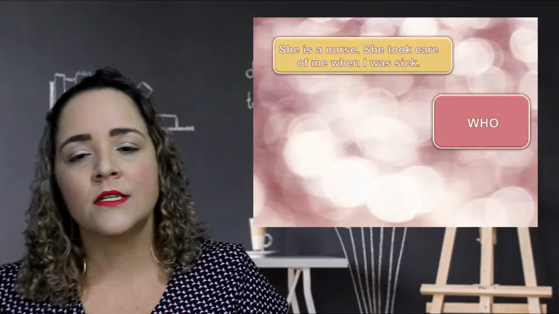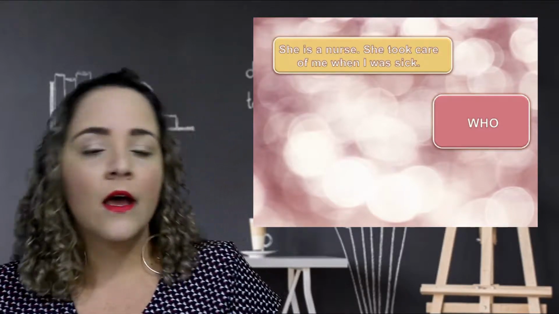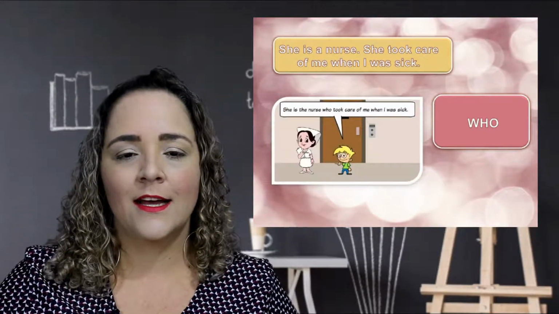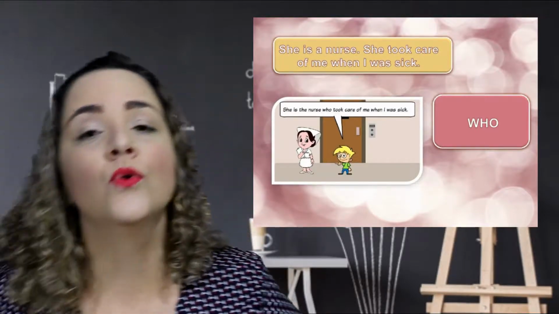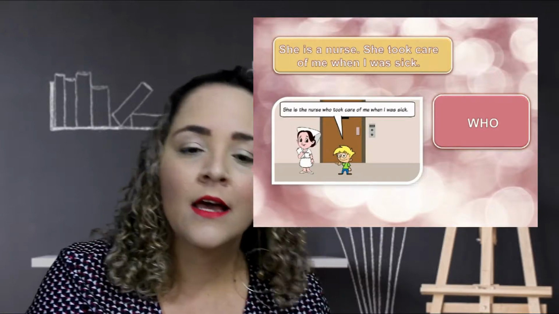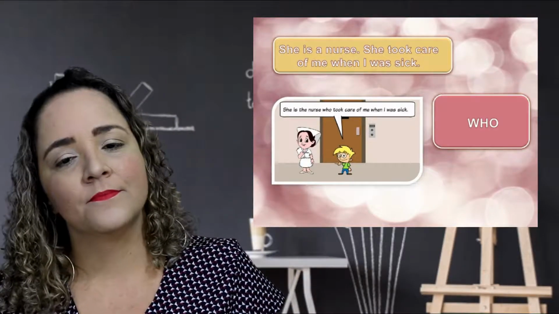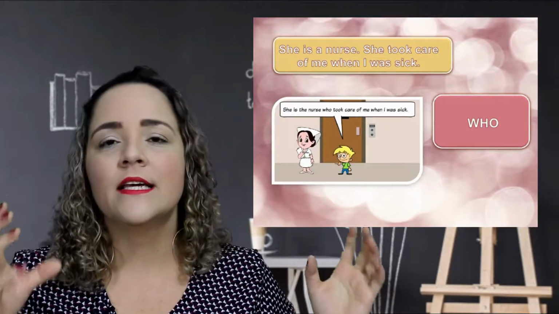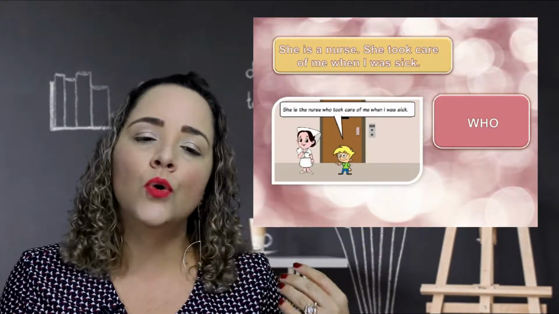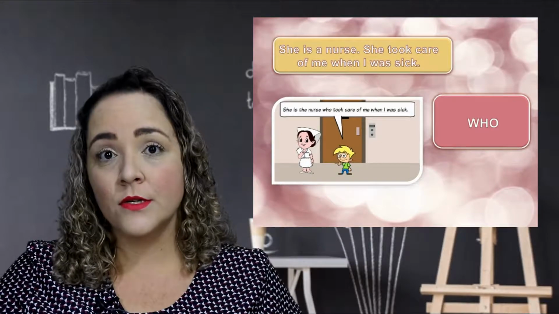Look, she's a nurse and she took care of me when I was sick. She is the nurse who took care of me when I was sick. Okay? We joined two sentences using the relative clause "who", because we're talking about a person.